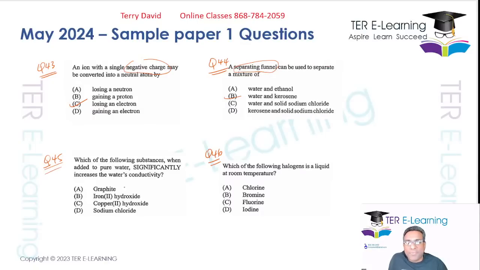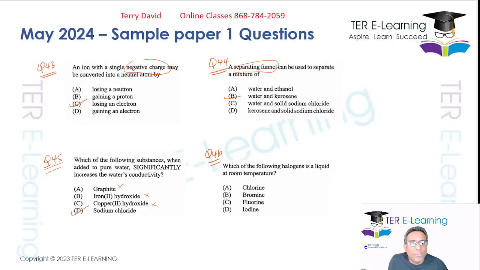So, graphite. Graphite is insoluble in water. So even though it's a conductor, it's not going to dissolve in water. Right? Iron 2 hydroxide, insoluble in water. Copper 2 hydroxide, insoluble in water. Sodium chloride, very soluble in water, and it will increase the conductivity significantly. That's like seawater, right? Question 46, we kind of did this before.